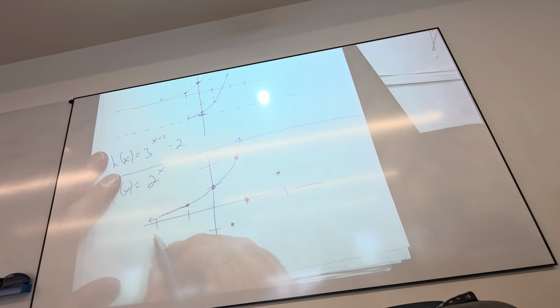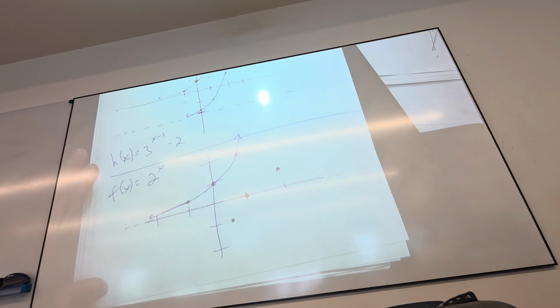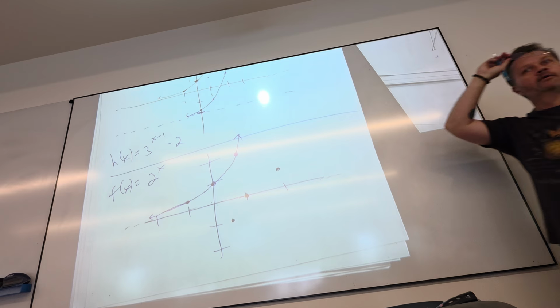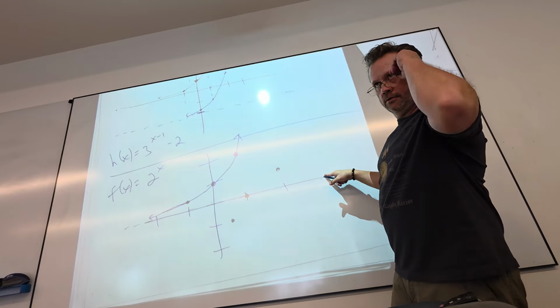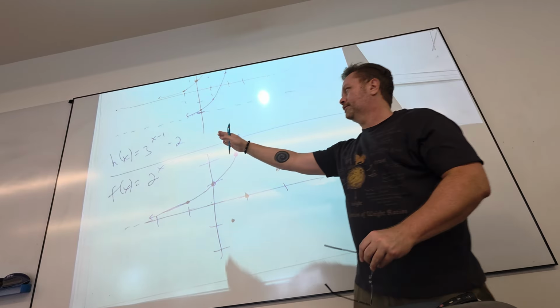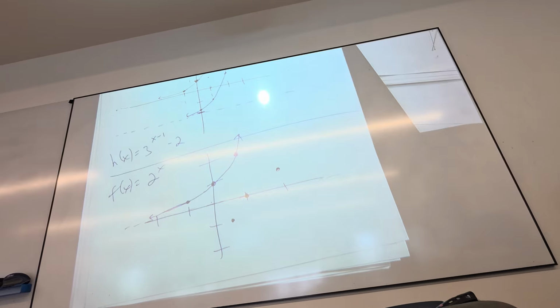What happens to my asymptote? That's horizontal. So currently it's y equals 0. So of course inverses switch x and y, so now it's going to be x equals 0. So now it becomes vertical.